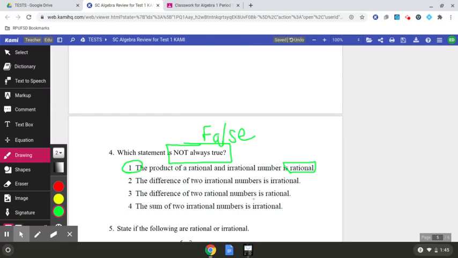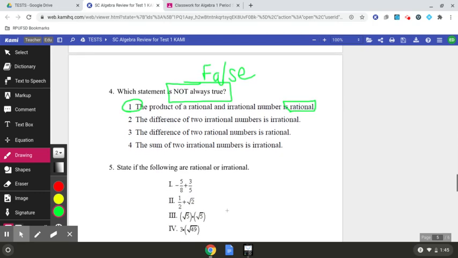If we wanted to read through our answer choices, choice 2 says the difference of 2 irrational numbers is irrational. That's saying taking 2 crazy numbers, subtracting them, I'm still going to get a crazy answer. And that's true. Choice 3 says the difference of 2 rational numbers is rational. Subtracting 2 nice numbers, I'm always going to get a nice number back. That's also true. And choice 4 says the sum of 2 irrational numbers is irrational. Again, that's always going to be true.